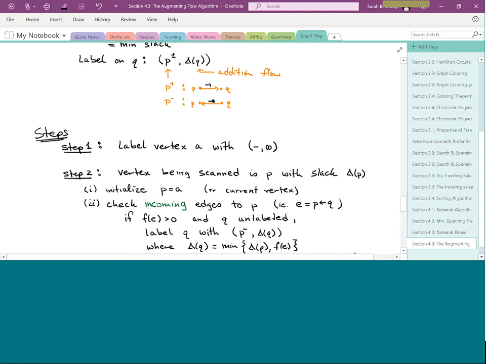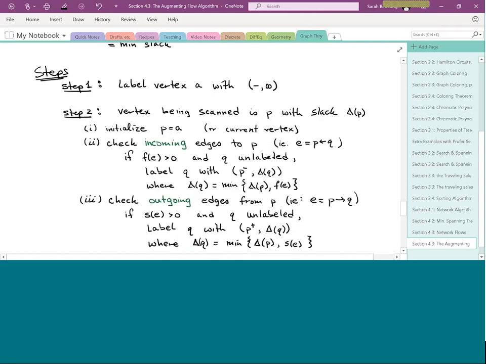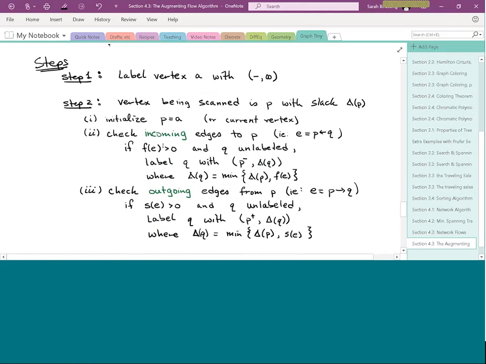Step 2 is you start scanning from a vertex that already has a label. So if the only guy with a label is the source, you'd start scanning from A. Okay, and it already has the amount of additional flow that you could push through it, which is the second position there. So you initialize at vertex A or whatever your current vertex is. And at each one of these vertices that you're now looking at, you're going to scan your incoming edges and your outgoing edges, and they're going to be treated differently.